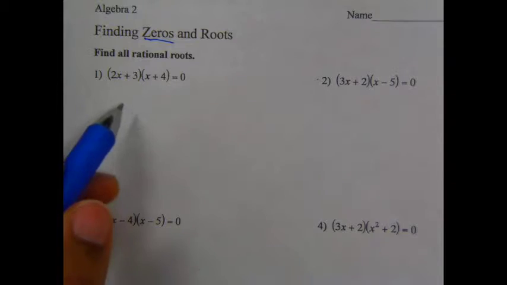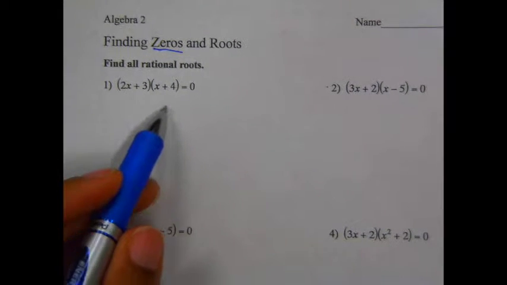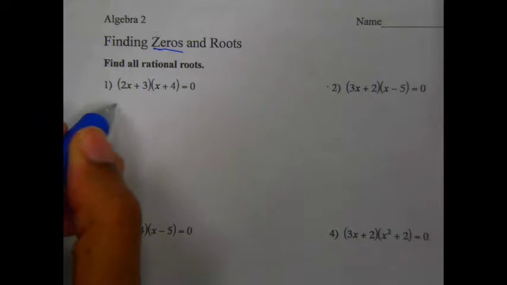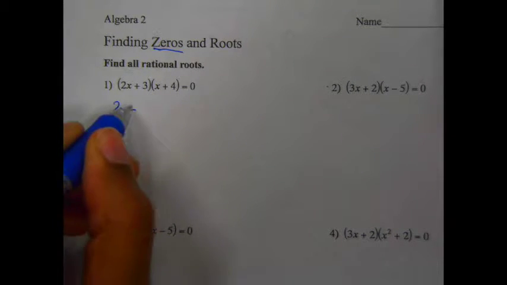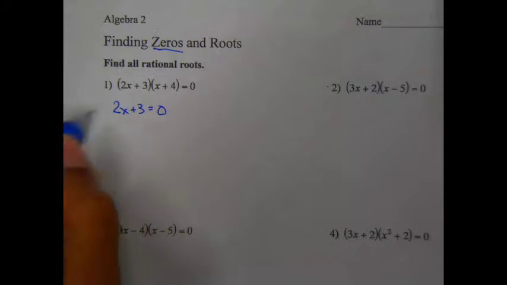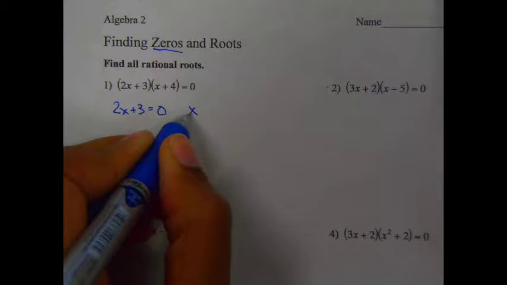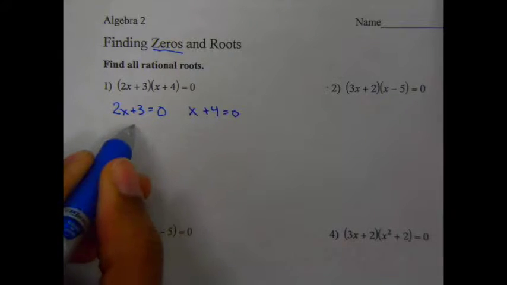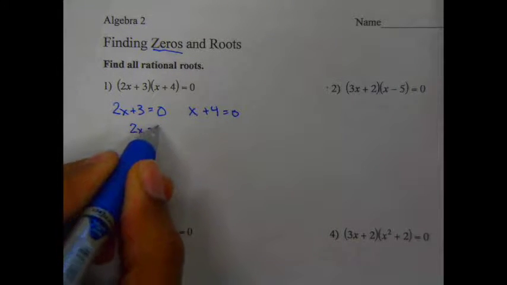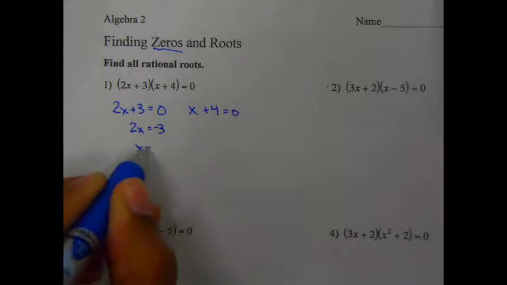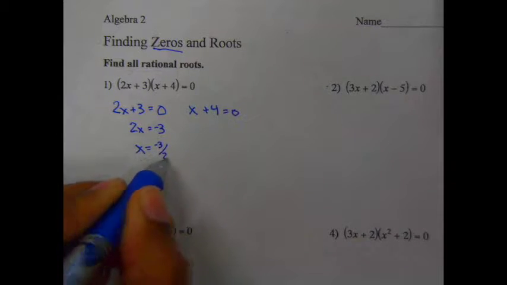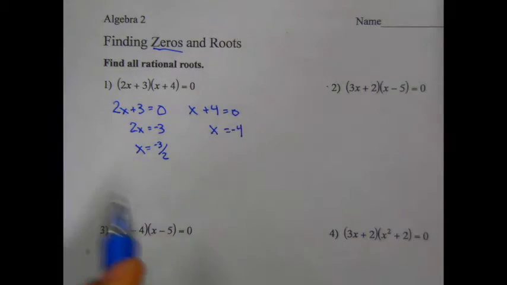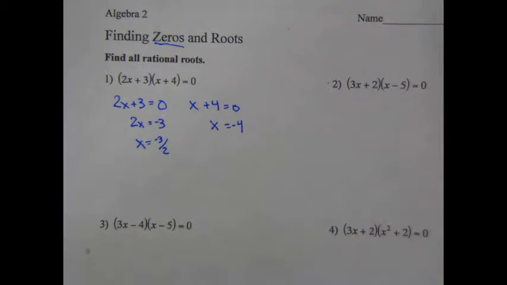So looking at number 1 here, it's already factored for us, and it's already equal to 0. So the only thing we have to do here is put each part equal to 0. So we say 2x plus 3 equals 0, and x plus 4 equals 0. And subtracting the 3 to the other side gives us 2x equals negative 3, x equals negative 3 over 2. And for the other one, x equals negative 4. So that's it for those questions.